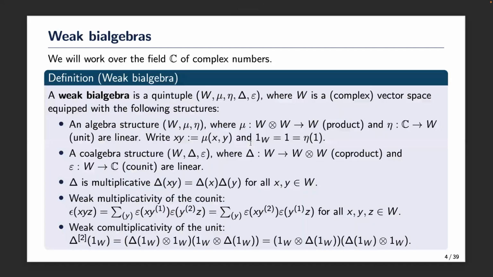So let's get started by introducing the weak Hopf algebra. We will work over the field of complex numbers. First, a definition of weak bialgebra. A weak bialgebra is a quintuple consisting of a complex vector space W, equipped with the following structures. An algebra structure with the product mu and unit eta. For convenience, we write the product as the symbol and the unit as 1_W, and sometimes we even just write it as 1. Second, a co-algebra structure with the co-product delta and co-unit epsilon.